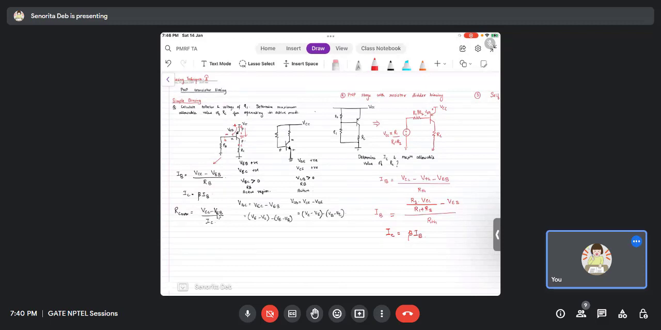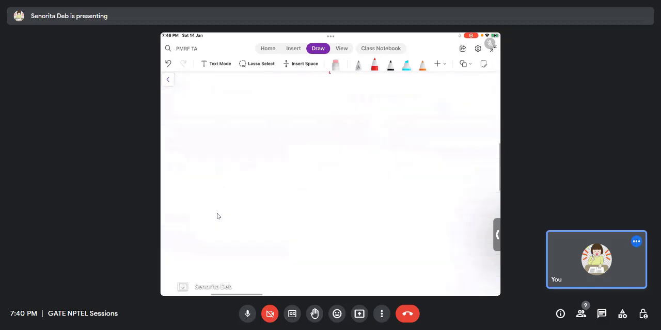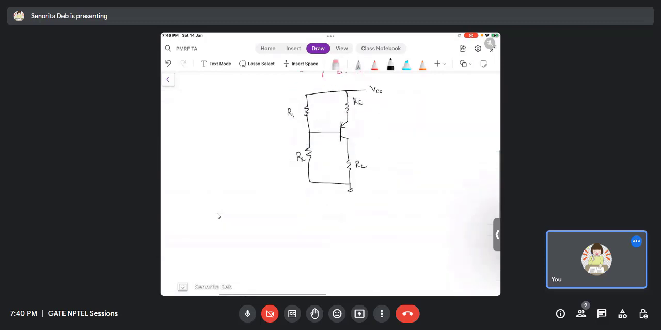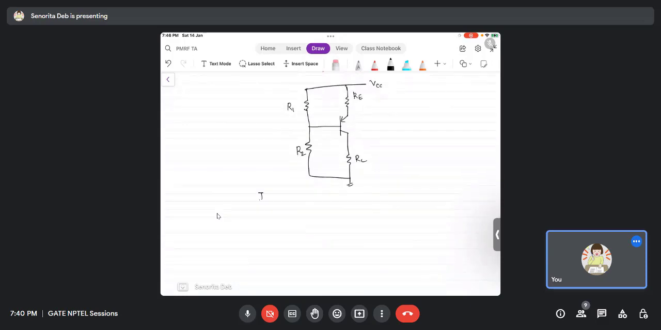Okay, so I'm moving forward. With resistor divider biasing, we had seen another circuit with the emitter resistance. So here also the same thing will happen. Similar circuit, and here with the assumption IB is very much less than I1. I1 is from here. This is IE, this is IC, this is IB.